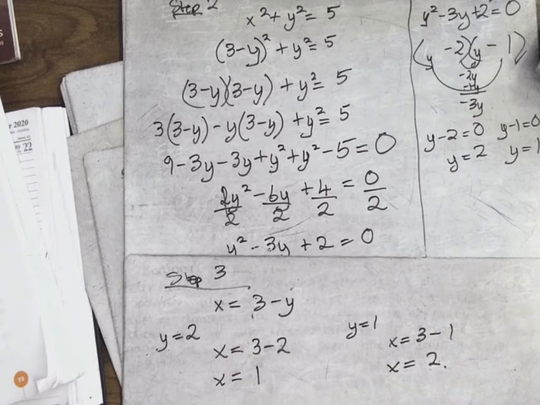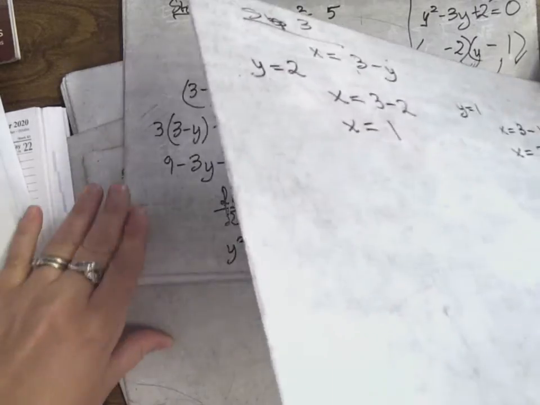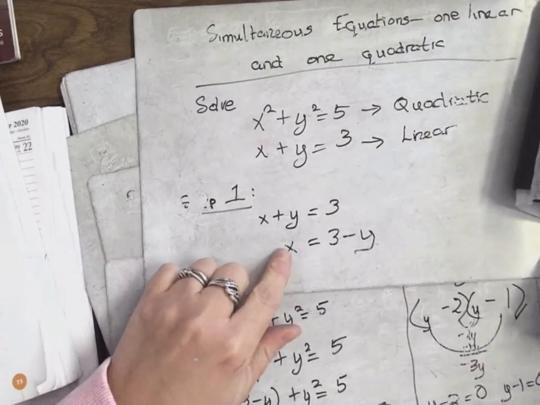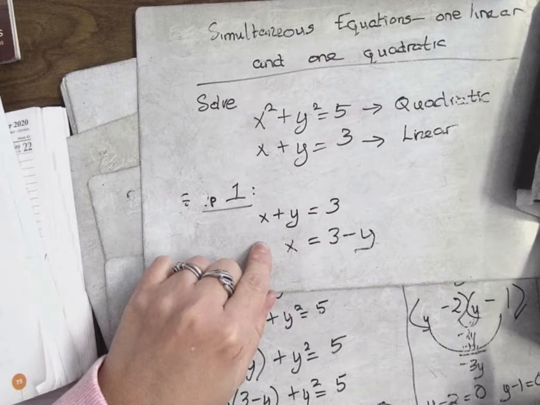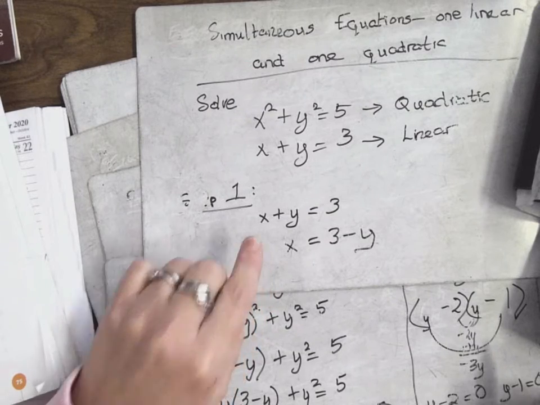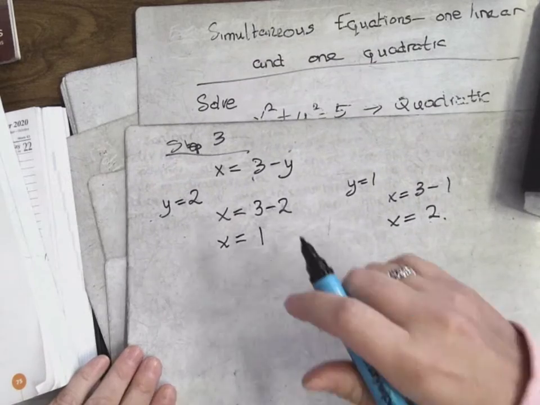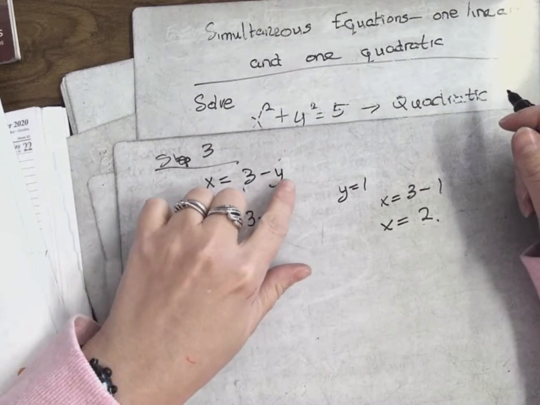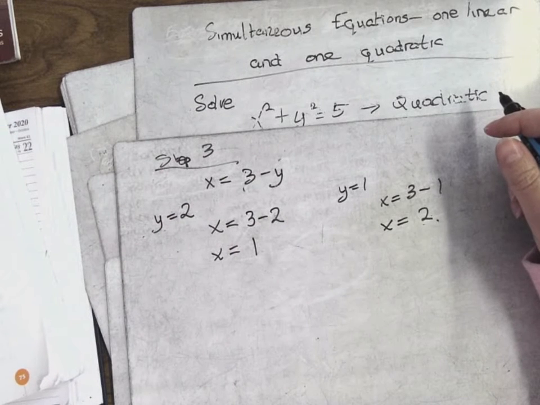Where did you get the x equals 3 minus 1? That's back in step 1 in the linear. Remember step 1? We rearranged the linear equation. X is equal to 3 minus y. That's back up at the top. That's what my linear equation told me.